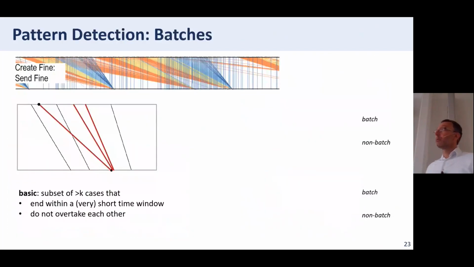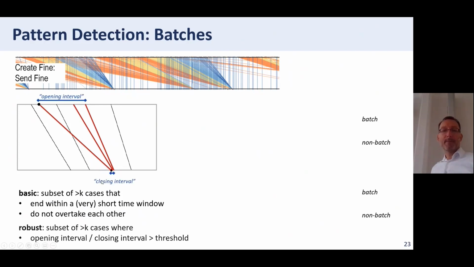Then, of course, you maybe want to do machine learning on it, right? So here, I want to show you a few things. I've shown you pictures, but let's do something with it as well with algorithms. So one of the things we noticed first were batches. So we can detect batches. The basic idea is that you're looking for a subset of the cases. It has to be a minimum number to be meaningful, that end in a very short time window. And one of the definitions is they don't overtake each other, right? So FIFO, and then they end here in the small spot.